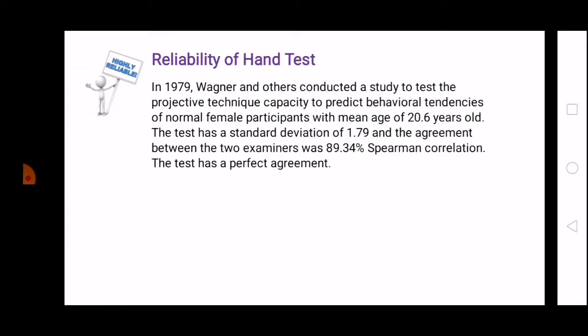So let's now proceed to the reliability of the hand test. How will we say that the test is reliable? I came up with different research that utilized this projective technique and showed very high reliability. In 1979, Wagner and others conducted a study to test the projective technique's capacity to predict behavioral tendency of normal female participants with a mean age of 20.6. The test has a standard deviation of 1.79 and the agreement between the two examiners was 89.34 Spearman correlation. So, the test has a perfect agreement.